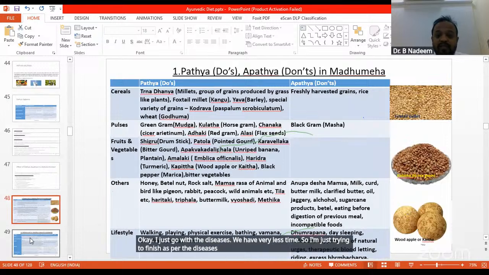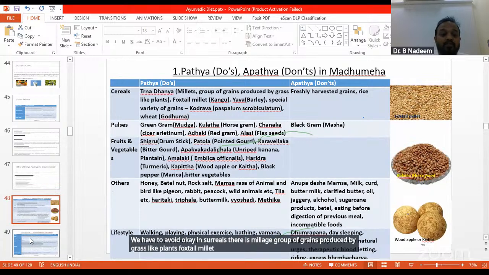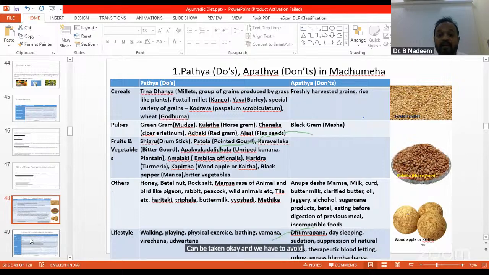Okay, so Patya, Apatya, and Madhumeha. Madhumeha is diabetes mellitus. In diabetes mellitus, what we have to intake and what we have to avoid. In cereals, there are millets, a group of grains produced by grass-like plants: foxtail millet, yava, that is barley, a special variety of grains, kodrava, and wheat can be taken. And we have to avoid freshly harvested grain or rice.